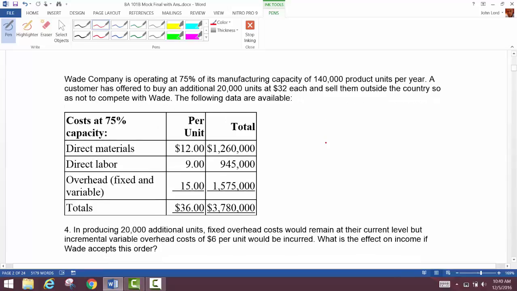Okay, good. Let's take a look at this Wade Company and what's going on here. Wade Company is operating at 75% of its manufacturing capacity of 140,000 products per year. A customer has ordered to buy an additional 20,000 units at $32 each and sell them outside the country so as not to compete with Wade. The following data are available, and they tell us in producing 20,000 additional units, overhead costs will remain at the current level, but incremental variable costs of $6 per unit would be incurred. What is the effect if Wade accepts the offer on this order?